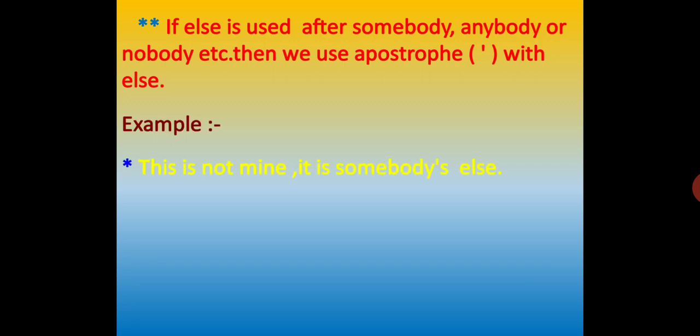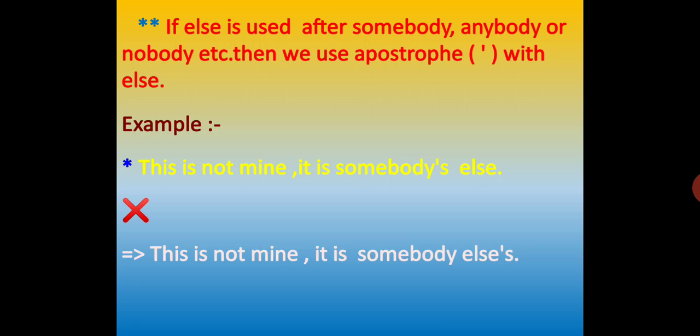This is not mine, it is somebody's else. So, it is the wrong form of the possession. As per the rule, we have to use apostrophe s with the else. Then what will be the correct answer? This is not mine, it is somebody else's. It is the correct form of the possession.